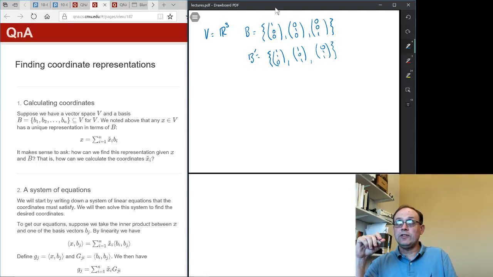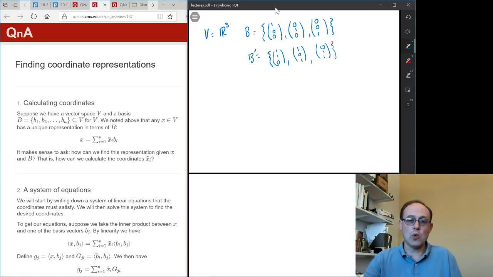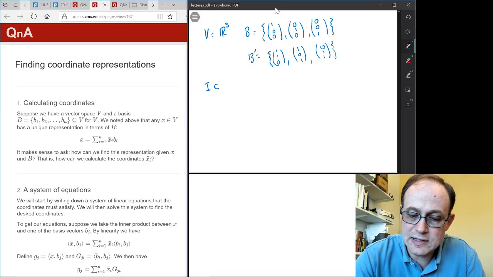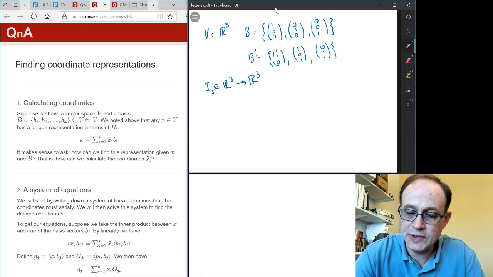And then let's see, a good example of a linear operator on R^3 would be the identity function, right? It would take a vector in and give you the same vector back as output. So I_3 is in the set of functions from R^3 to R^3, and it's defined by I_3 of x is equal to x for all x.